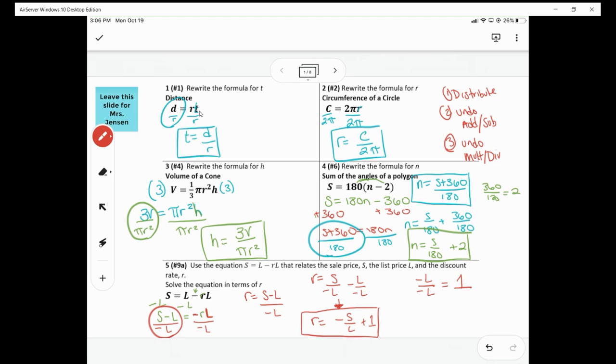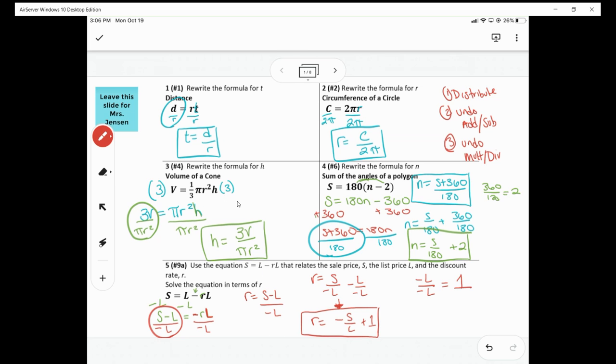Now you're going to use this formula that you found for 9A on your homework. You're going to use it to find the discount rate for 9B. So the problem will give you the sale price. It will give you S. It will give you the listing price. It would give you the value of L. And your goal is to find the discount rate.